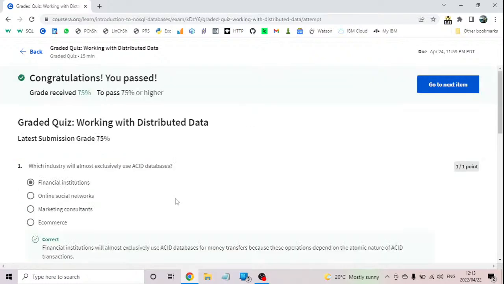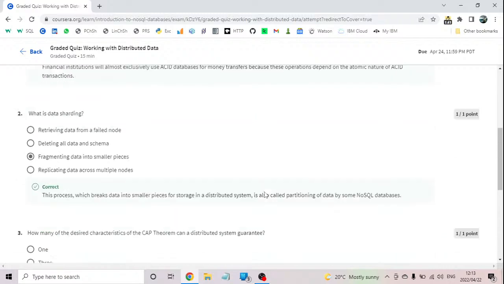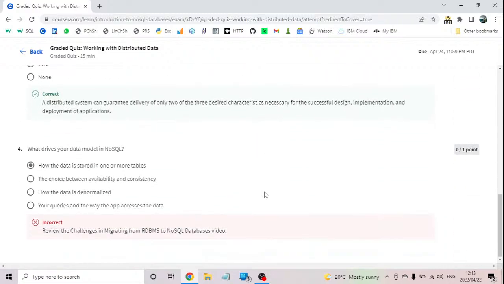Let's see. Oh wow, still 75. This is insane. We keep pausing, which is good, but what is this? Like, this is terrible. What drives your model in NoSQL, your data model? I did look at this question the wrong way, though. What drives your data model? How the data is denormalized.